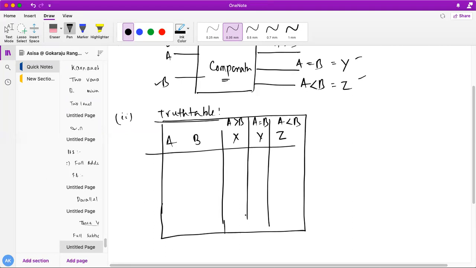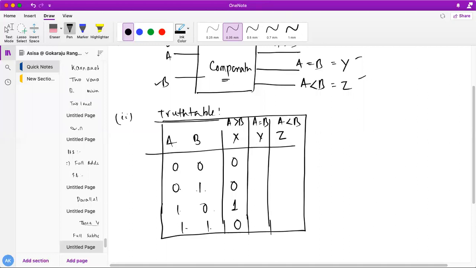Obviously, see here what you can do. This is my AB: 00, 01, 10, and 11. These are the 4 inputs we can expect. If A greater than B, for the first case, is A greater than B? Obviously no, so my output is 0. For 0 and 1, is A greater than B? No, so output is 0. For 1 and 0, A is greater than B, so output is 1. Now is A greater than B? No, so 0.